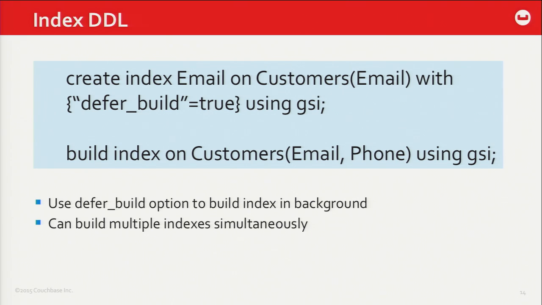But to kick off the index build, you have to issue a second statement. You have to say build index on customer, where customer is the bucket name, with index email and phone. So you can actually build multiple indexes together. The reason you want to do this is that it's more efficient to build those indexes together. I'll go into more detail about why it's more efficient later on.